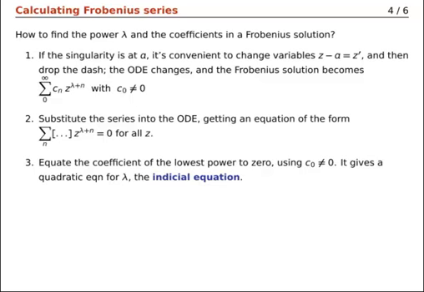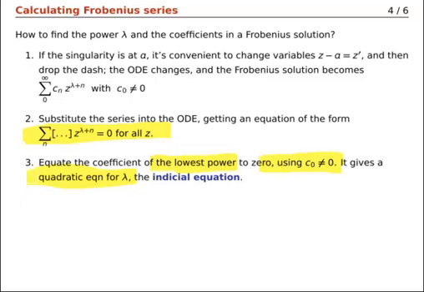Now, a series like this, a combination of different powers of z, can equal 0 for all values of z only if each coefficient of a power of z is equal to 0. So to determine the unknown power lambda and the unknown coefficients Cn, what we do is to equate the coefficients of all the various powers of z to 0. And we start with the lowest power, and when we equate the coefficient of the lowest power to 0, and we use the fact that C0 is not equal to 0, what we get is a quadratic equation for lambda.